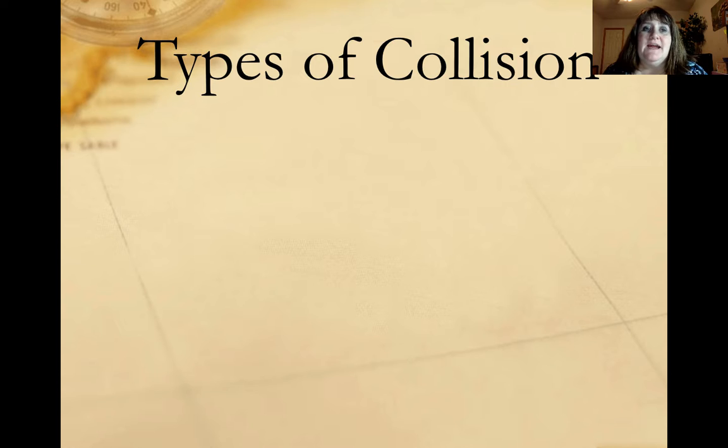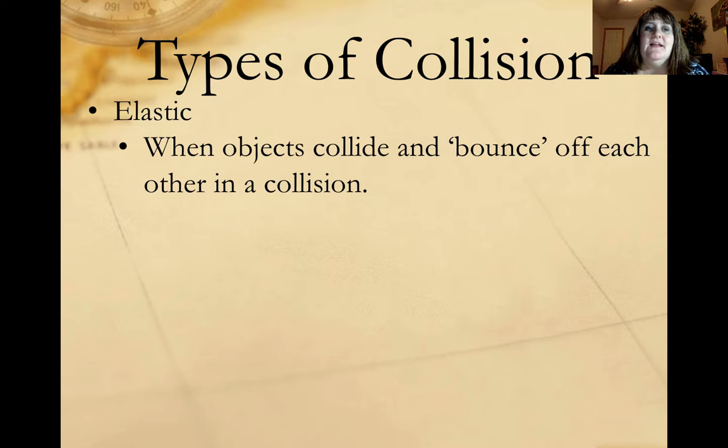First, let's talk about the types of collisions. The first type of collision we're going to look at is elastic. Elastic collisions are when objects, and we're only going to deal with two, collide and bounce off each other in the collision.